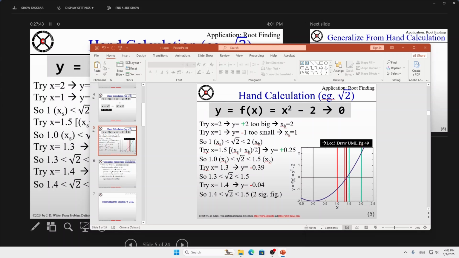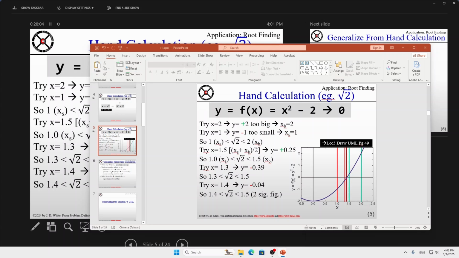Therefore, all I want to do is say, okay, I know x is too big. If y is greater than 0, then x is too big. That means xb equals x. I can take the value of x and make it now the too big number. Okay, so I've got that.